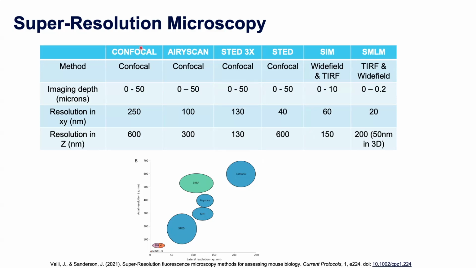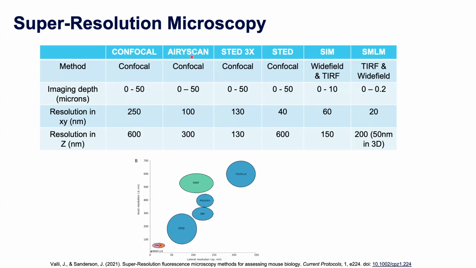So as I mentioned at the start, with confocal microscopy, our resolution limit is probably in the order of about 250 nanometers in the lateral direction, and about 600 nanometers in the axial direction. And ideally the best imaging is going to happen in the first 50 microns past the cover slip.